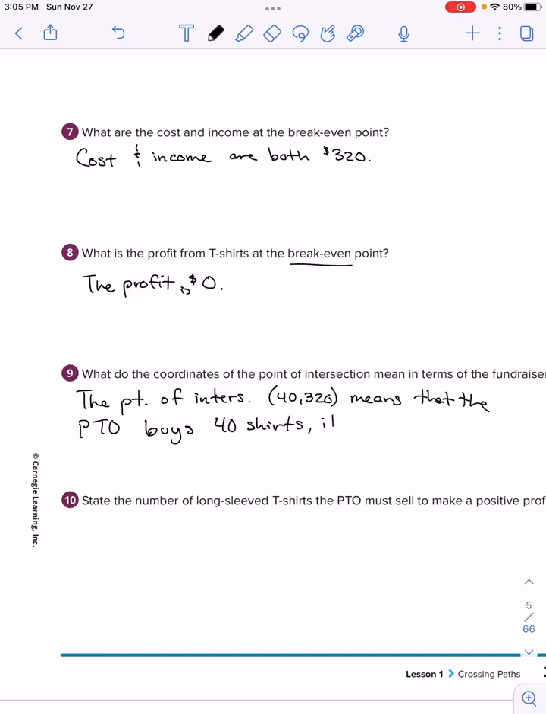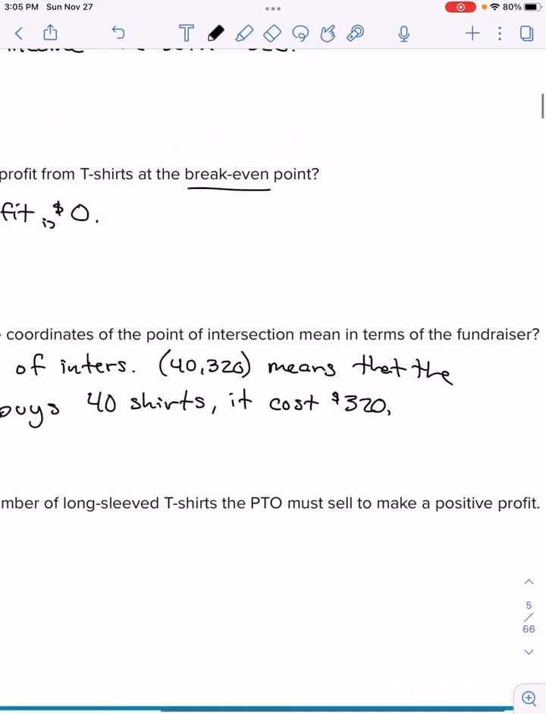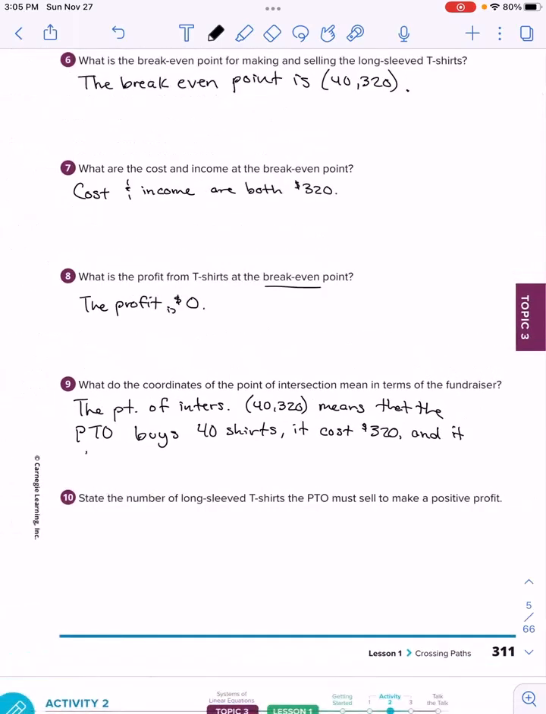In terms of that, it costs $320. And finally, it sells for also $320. And in this case, as we saw in the graph, right, there is no profit, or the fundraiser breaks even.